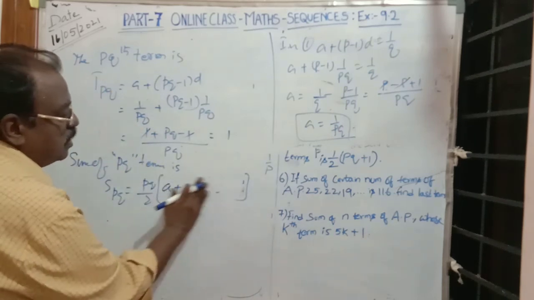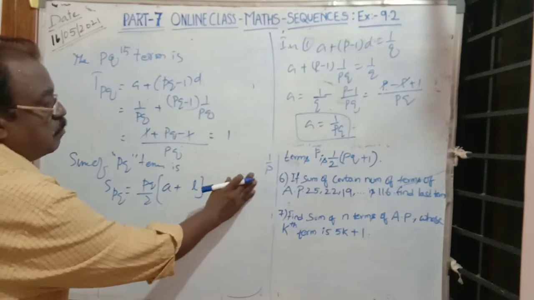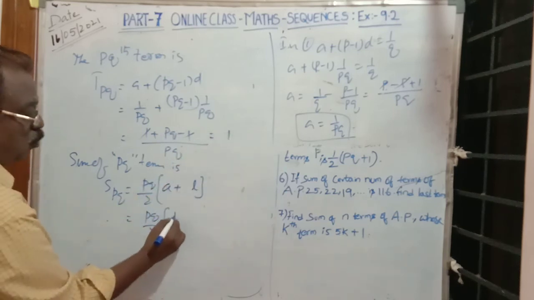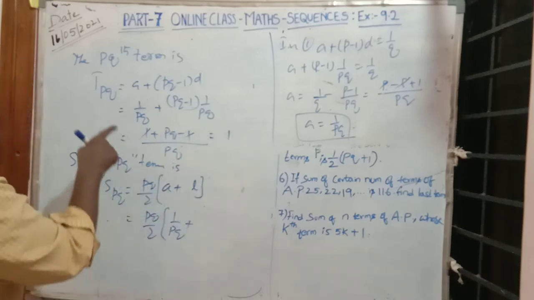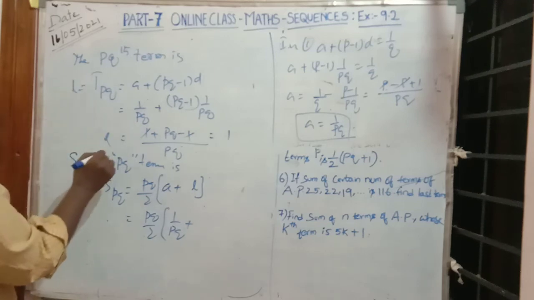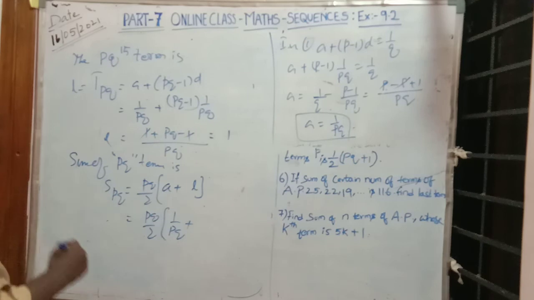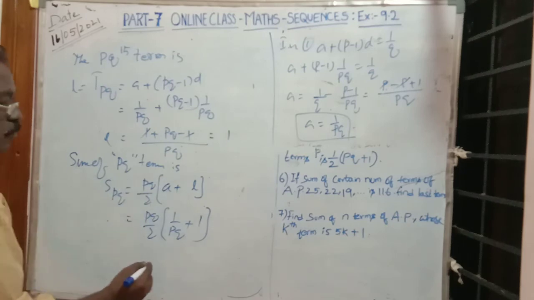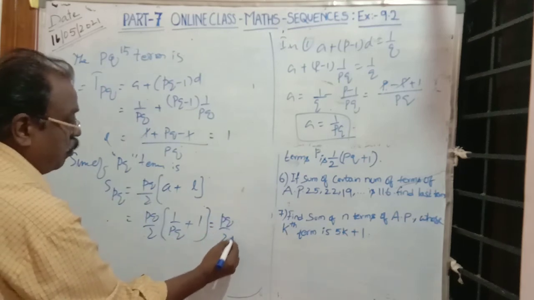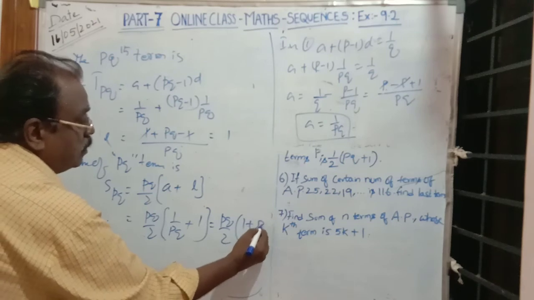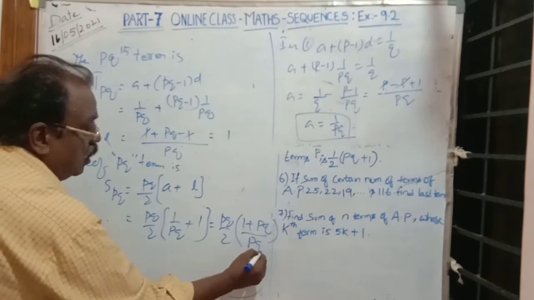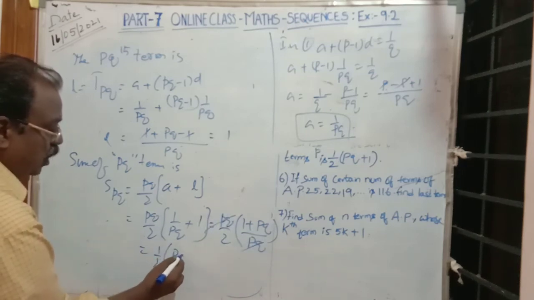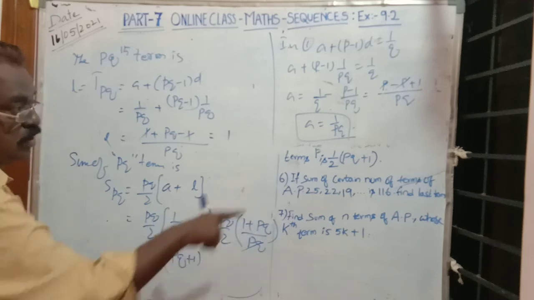Or otherwise I will write A plus L. You know that formula also. It is pq by 2. What is A? 1 by pq. What is L? This is L, it is also needed. It is the pqth term, that is the last term in this series. So it is pq by 2 into (1 plus pq) by pq. Making the LCM, pq cancels. We get 1 by 2 of (pq plus 1). Is it now correct?